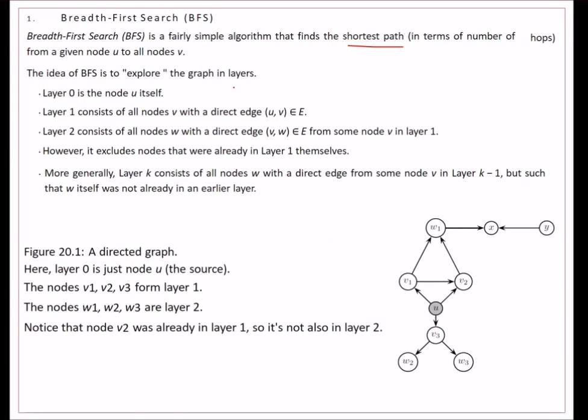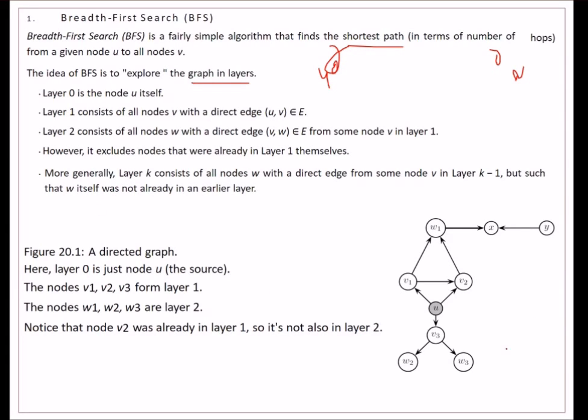Okay. So what is the idea behind this? The idea of BFS is to explore the graph in layers. Different layers are formed and then BFS is carried out. How? If you want to go from say U to V, there may be many nodes in between. So layer 0 is the first node U itself, right?